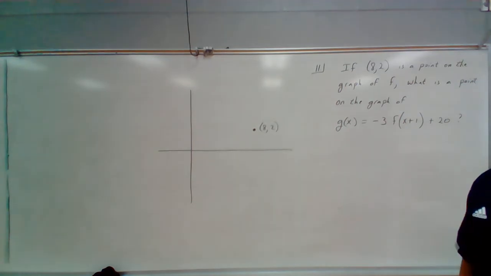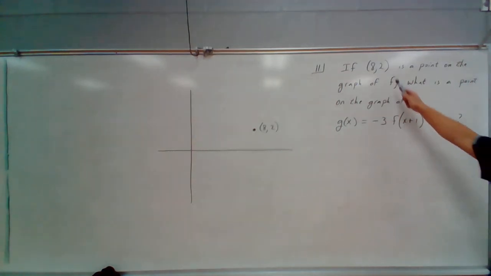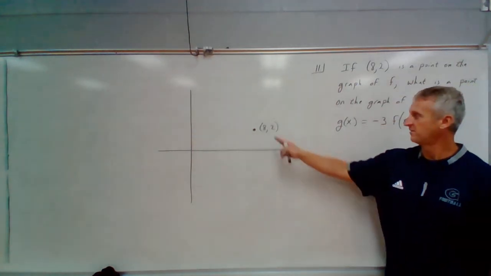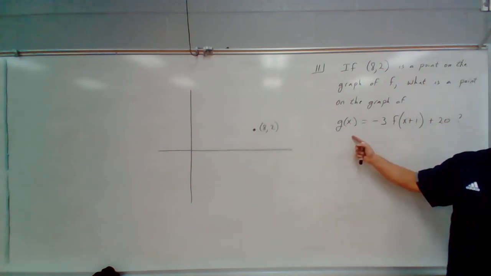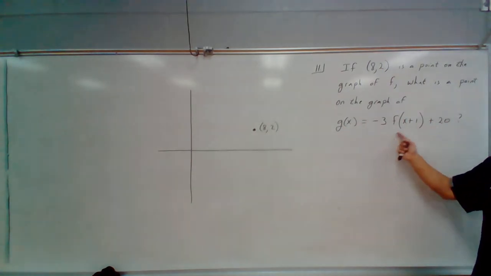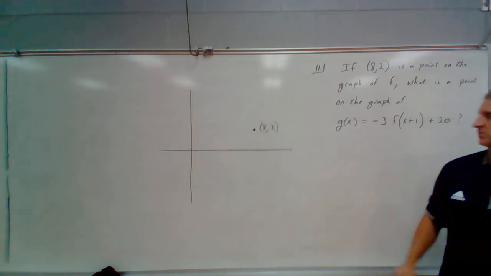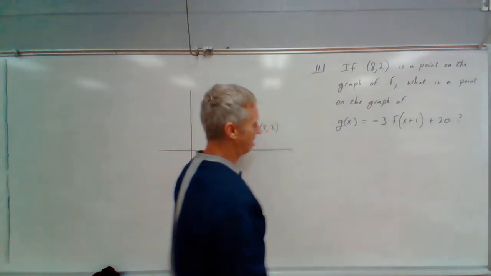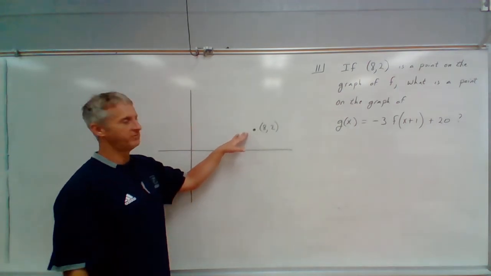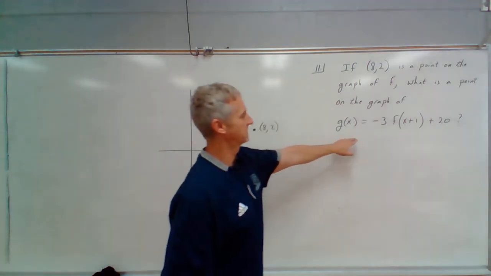All right, let's have a look at number 11 here. So I've got the point 8, 2 is on a graph of f. And then I've got this new function that involves some transformations to the f function. All right, so I'm going to start with this point that's on the graph of f, and I'm going to move it around according to these transformations.